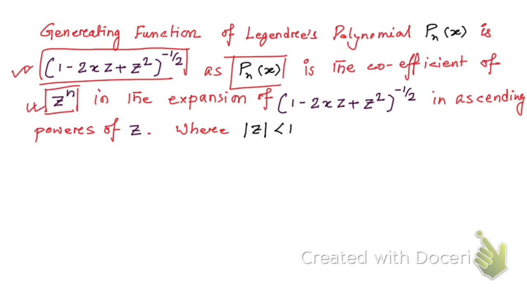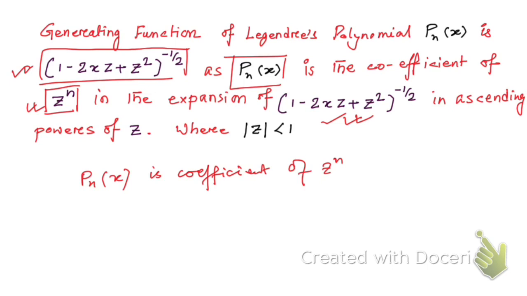So a question may be asked: prove that Pn of x is the coefficient of z to the power n in the expansion of (1 minus twice xz plus z square) whole to the power minus half. This kind of question may be asked. So let me show you how to prove that Pn of x is the coefficient of z to the power n in the expansion of this term.